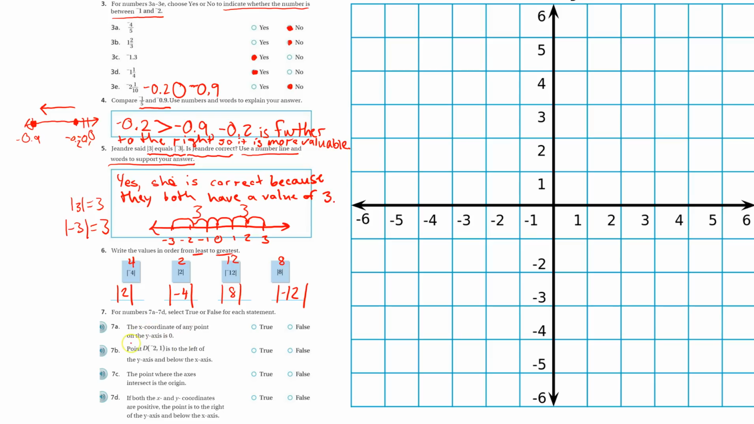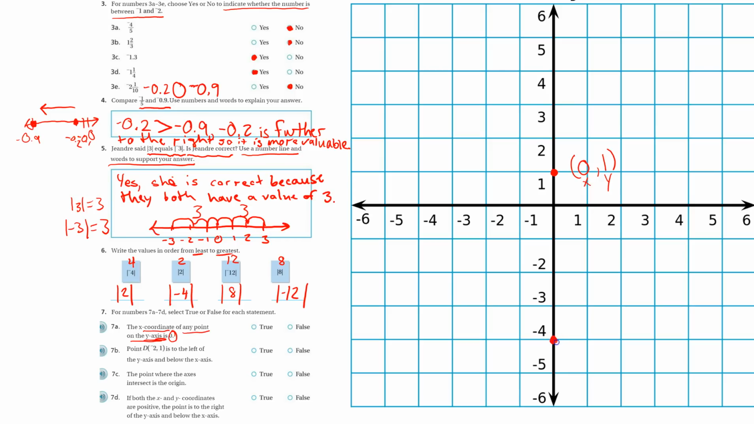The x-coordinate of any point on the y-axis is 0. Okay, so any point on the y-axis is going to have an x-coordinate of 0. So let's just put a number on the y-axis. We'll graph this point, and we'll see if its x-coordinate is 0. To label this number, remember we always do x first, then y. So the x is, well, it's not 1, it's not -1, yeah, it's 0. And y is 1. So it's true in that case, but let's do 2 more.